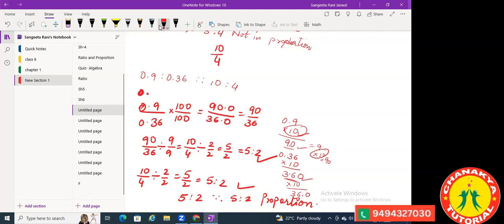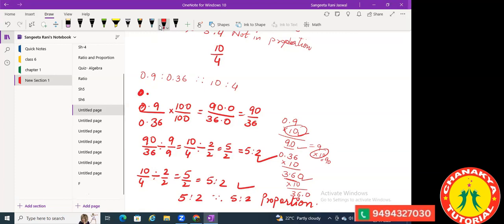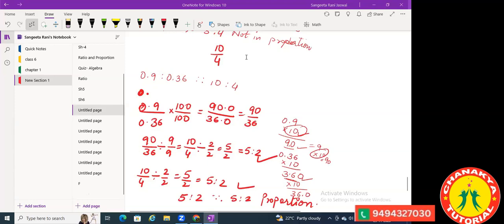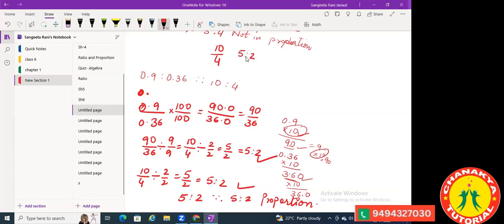Hurry up. 5 by 2. 5 is to? Yes, ma'am. What did you get? 5 is to 2. So how did you get 5 is to 2? How did you get this? What did you do? By reducing.